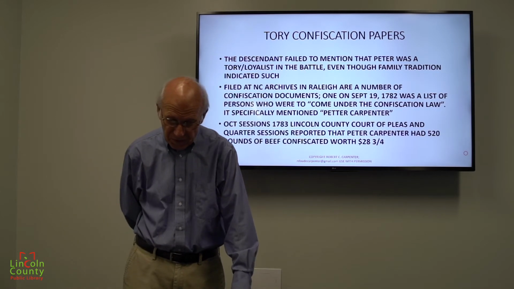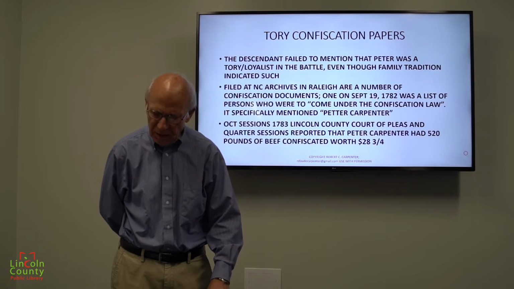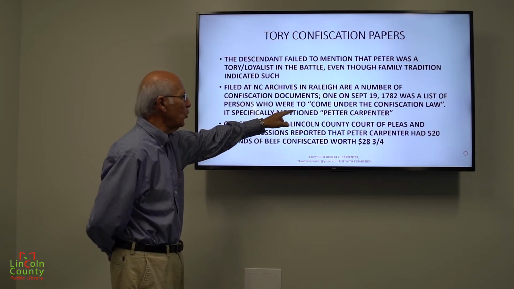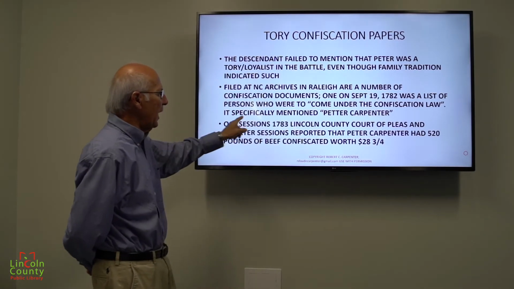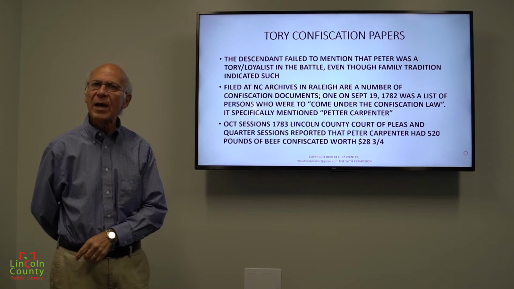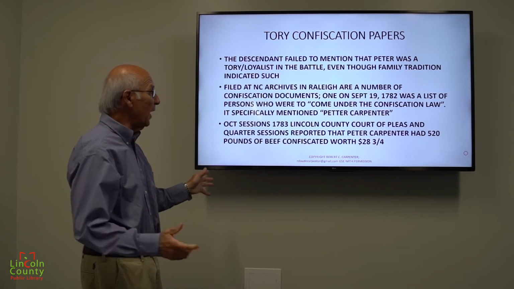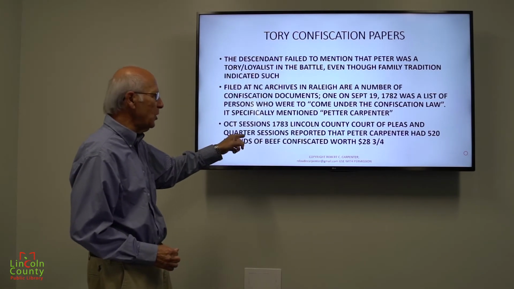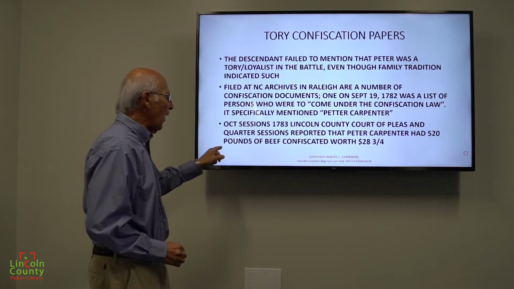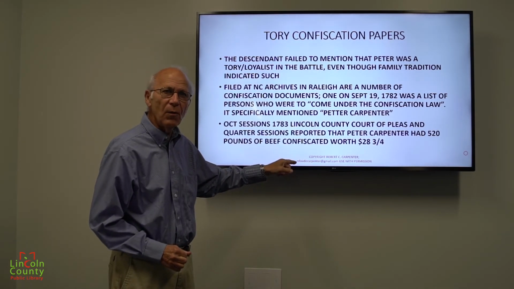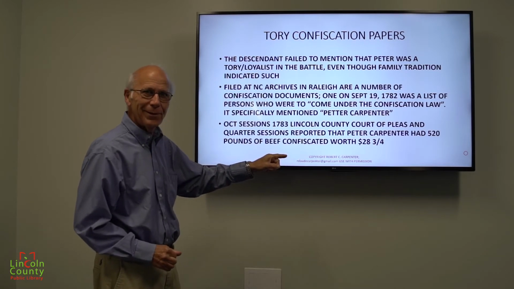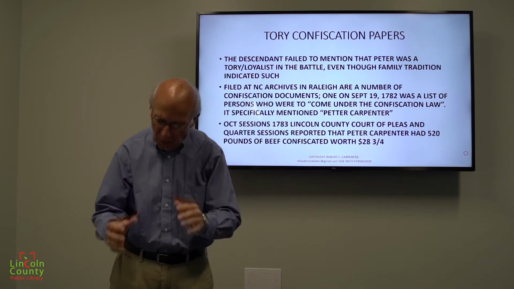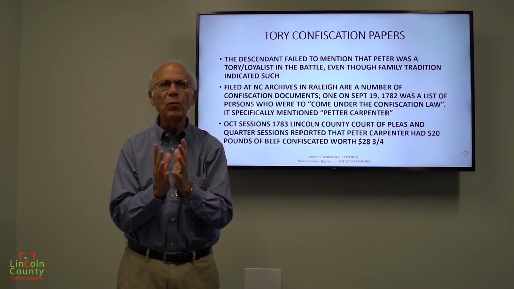So, at the archives, there are filed confiscation documents, and one is dated September the 19th, 1782, and it's a list of persons who were to come under the confiscation law, and it specifically listed Peter Carpenter as one of those people. Then later on, I discovered in the October sessions of 1783, Lincoln County Court of Pleas and Quarter Sessions, Peter Carpenter had 520 pounds of beef, a couple calves, a couple cows, confiscated, worth $28.34.